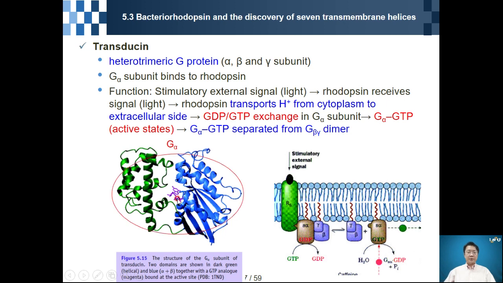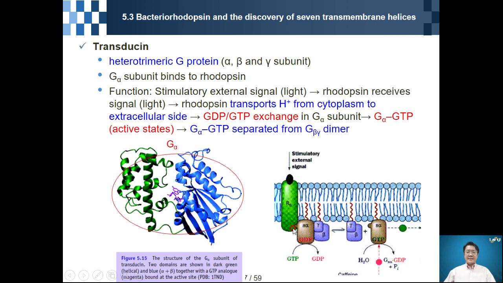They are composed of alpha helices, and in some regions of beta sheet, but they don't have transmembrane domains. They only bind to the rhodopsin. The function is that after light is there, light becomes the stimulatory external signal, and the rhodopsin receives the signal. After that, rhodopsin transports H plus from the cytoplasm to the extracellular side.